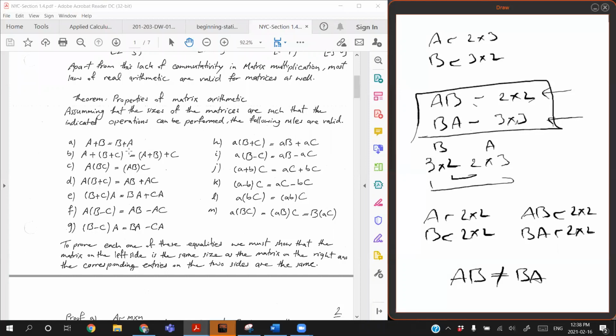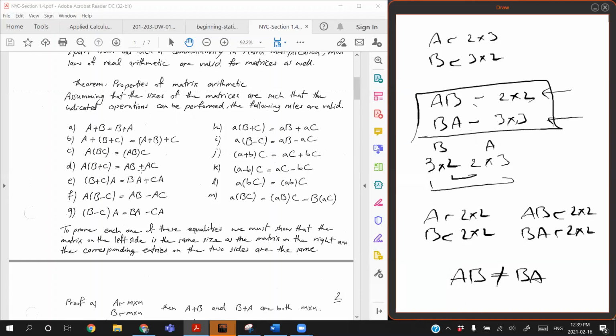A plus B is B plus A. This one is called the commutative property of addition. A plus (B plus C) would be the same as (A plus B) plus C. Associative property of addition. A times BC is the same as AB times C. So as long as you keep the order the same, A, then B, then C, it doesn't matter whether you multiply BC first or you multiply AB first. You have the associative property of multiplication.